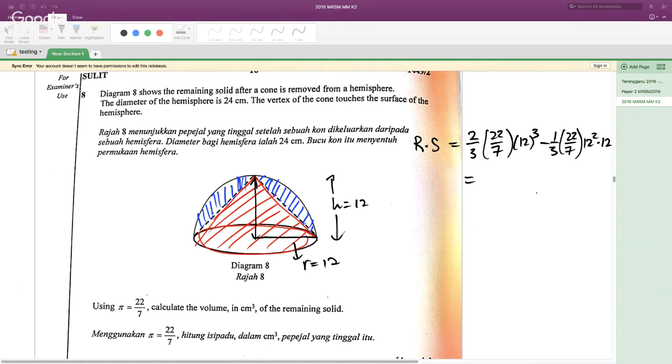Okay, let me just continue and press the whole thing to see what answer we will get. 2/3 multiply 22/7 multiply 12 cube, minus 1/3 multiply 22/7 multiply 12 square multiply 12, which is 12 cube also. I will get my answer: 1810.29 centimeter cube. Just like this.